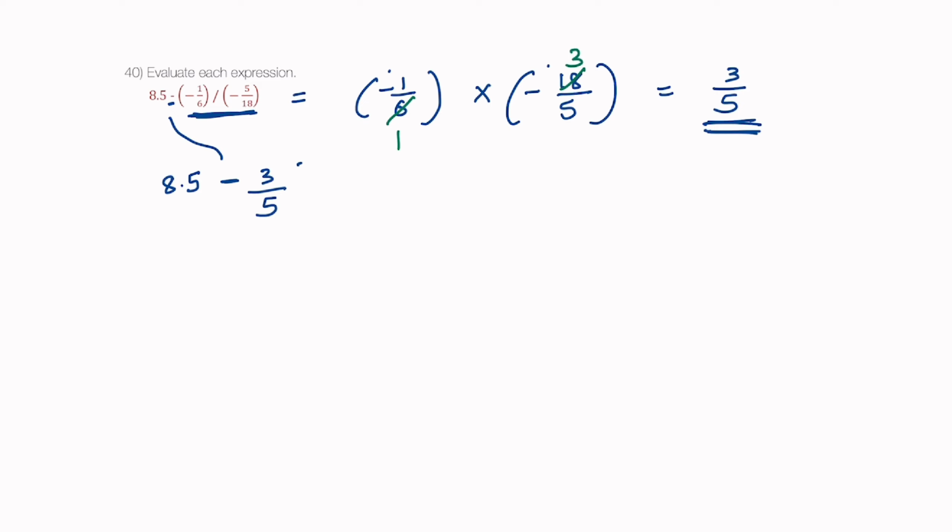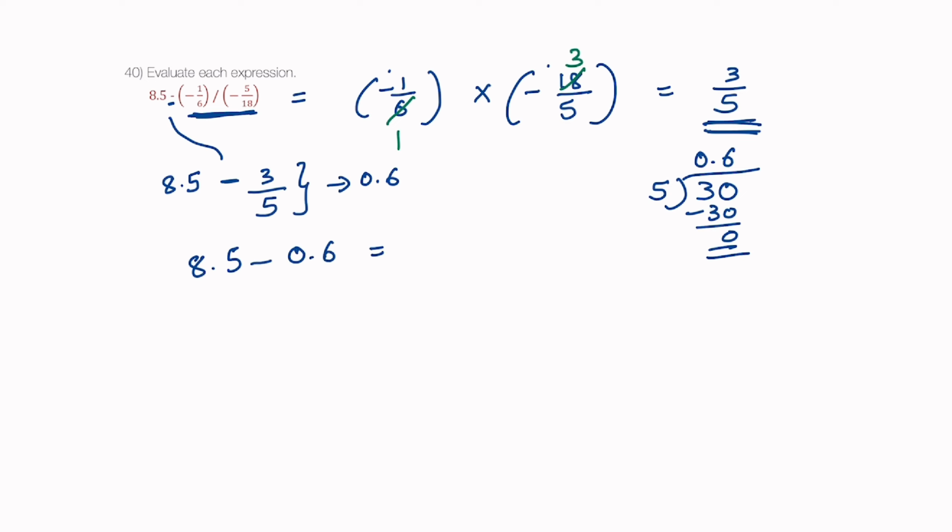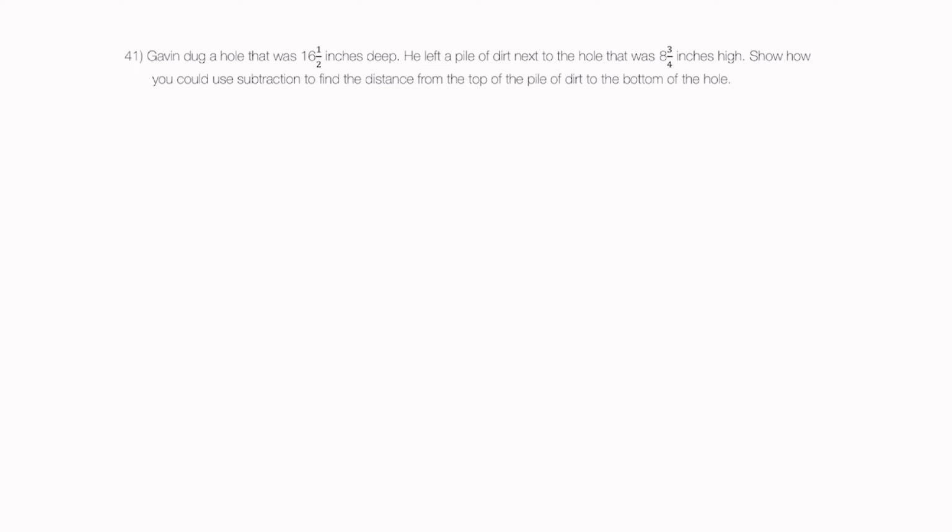We know 3 over 5 is 0.6. If you want to check here, you can check here. 5 does not go, so you're going to put 0. And 5 times 6 is 30. So this becomes 8.5 minus 0.6, which is 7.9. Because it's like 85 minus 6, which is 79. So it is 7.9. So ready for the word problems?